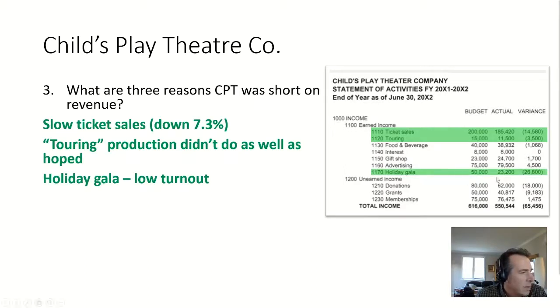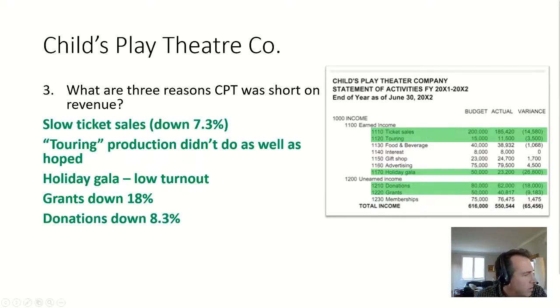They also had a pretty low turnout for the holiday gala, and there was another question about that coming up. So they didn't get enough people coming, so they didn't get enough donations from that, or they didn't sell enough tickets to it. Also, looking at the unearned income section, their donations and their grants were a little bit low. So donations were down 8.3%.